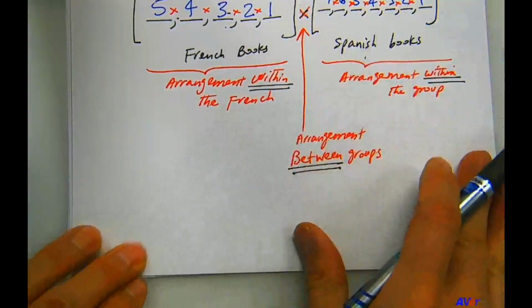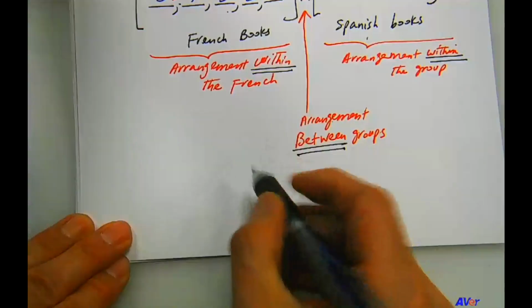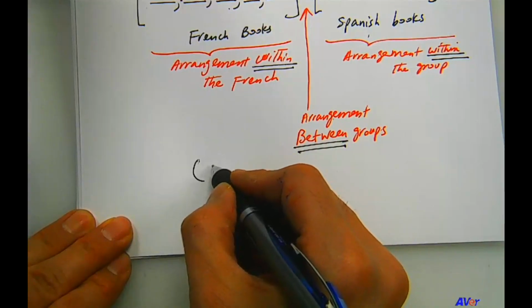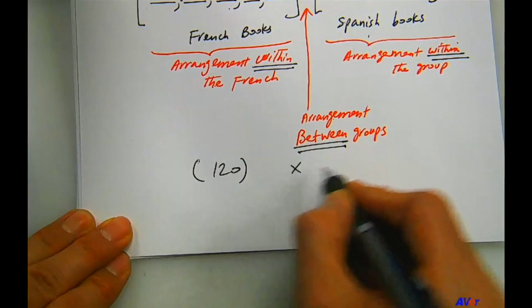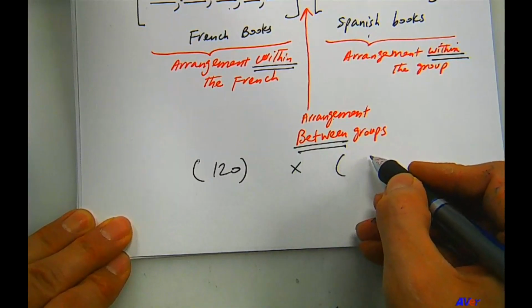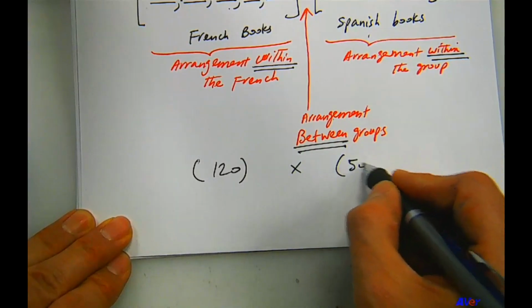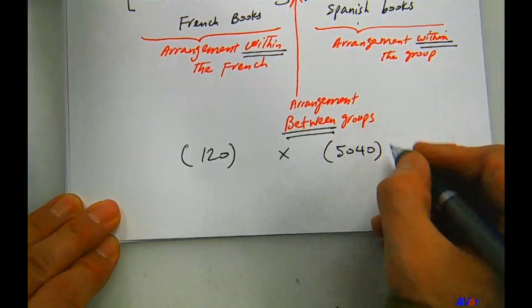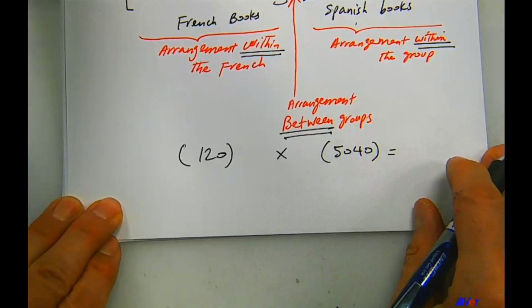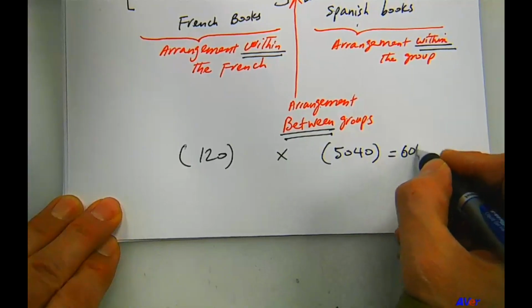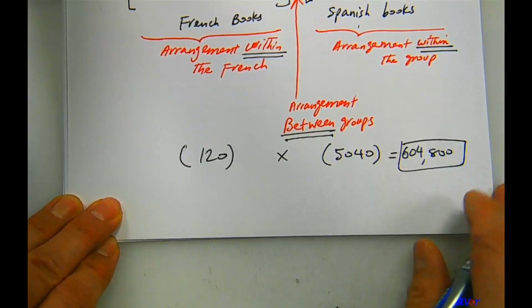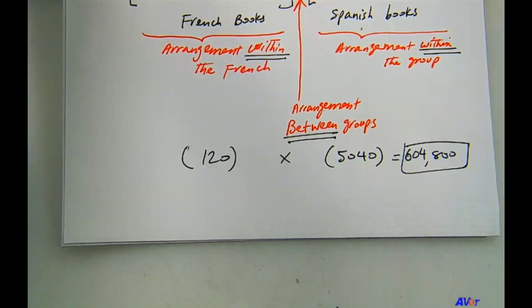And for this part, if you multiply those, you get 120 multiplied by 5,040, and this will give us 604,800 different possibilities, such that order does matter. Okay, that's permutation.